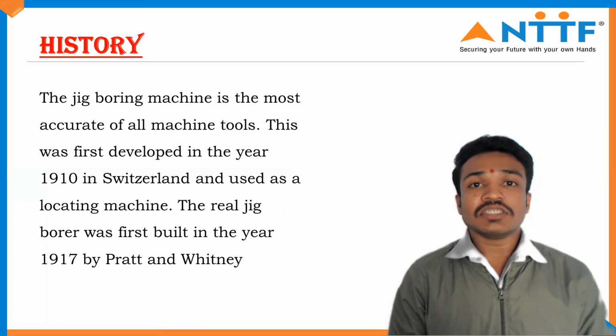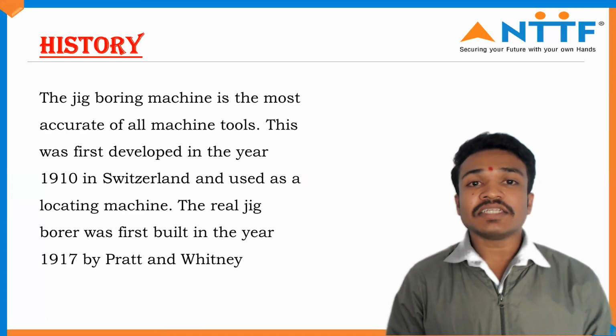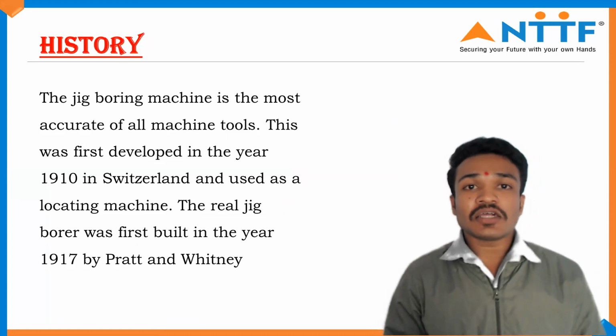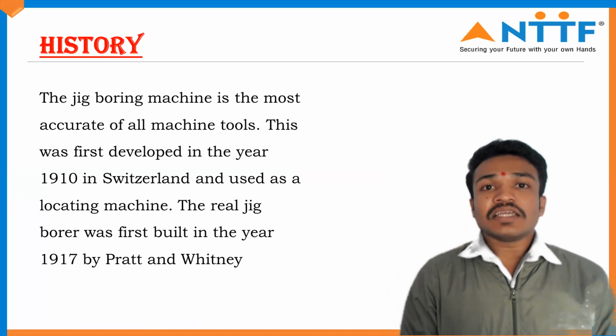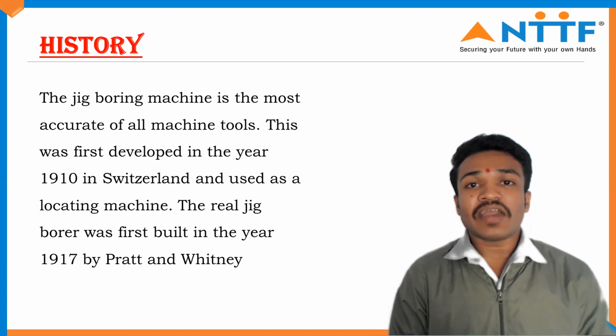History of a jig boring machine. The jig boring machine is the most accurate machine. This machine was first developed in 1910. This machine is used as a locating machine. After that, in 1917, the real jig borer machine was built by Pratt and Whitney.